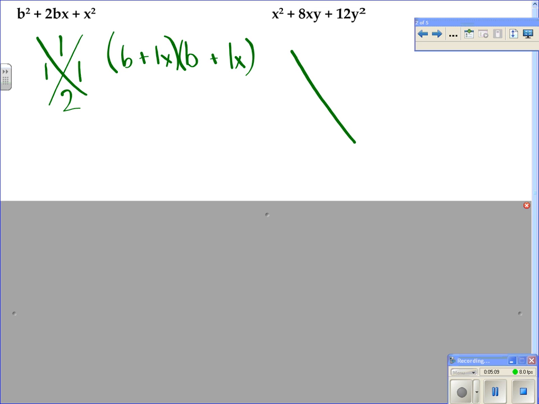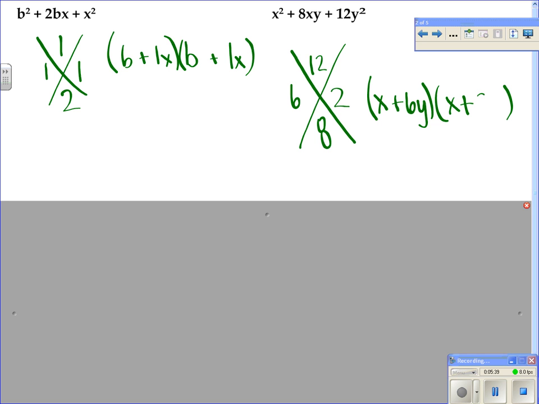So looking at this one, top number 12, bottom number 8. 6 and 2. So truly, the hardest part about these problems is coming up with those numbers on the left and the right. The rest of it you're just filling in. So we've got x plus 6y and plus 2y. Good.